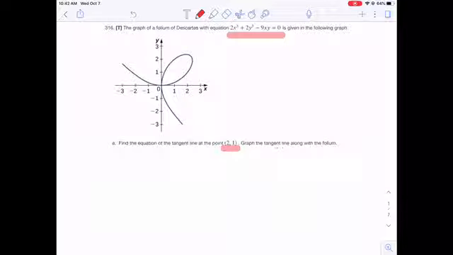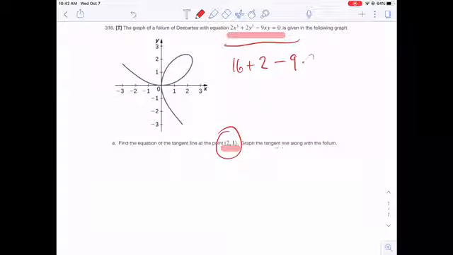Just for the sake of curiosity, I want to check that this point really does satisfy this equation. So 2 times 2 cubed is 16, 2 times 1 cubed is 2, and when we subtract 9 times 2 times 1, we really do get 0. So we're looking at a point that really is on the curve.